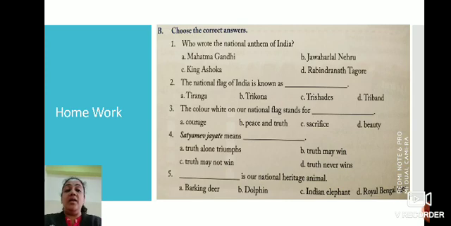Now third number, the color white on our national flag stands for dash. Now children, do you know there are 3 colors on our national flag and each color gives a unique message. Each color represents something. So what does the white color represent? And the options are A. Courage, B. Peace and truth, C. Sacrifice and D. Beauty.